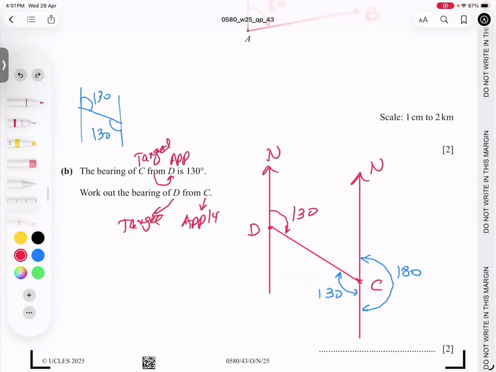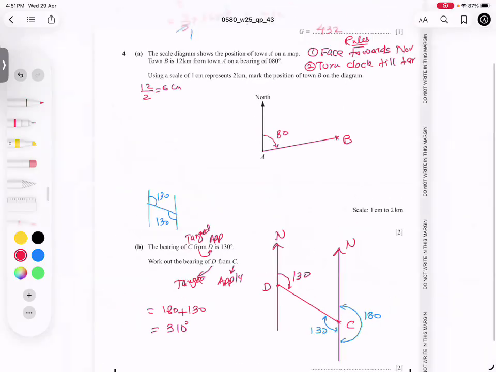I hope you understood very well. And the answer I'm writing here is 180 plus 130, and the answer turns out to be 310. So Alhamdulillahi Rabbil Alameen. I hope the concept of the question is clear, and page number 2 is also done.